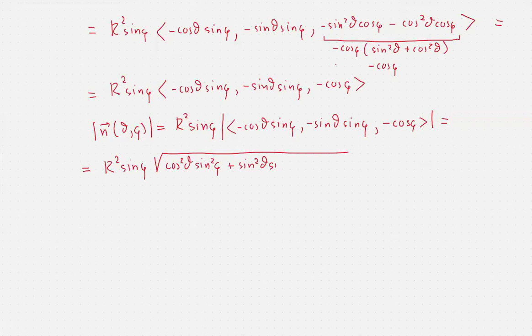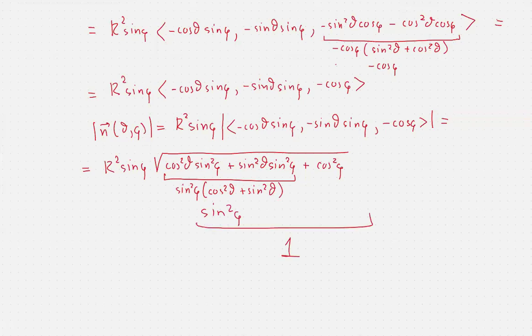And what you have from here is really, if you factor out sine square of phi, you will have cosine square of theta plus sine square of theta, which is 1. So the whole thing is sine square of phi. So when you combine it with cosine square of phi, guess what? It gives you 1. So we simply get r squared sine phi. So that's the absolute value or the magnitude of our normal vector.